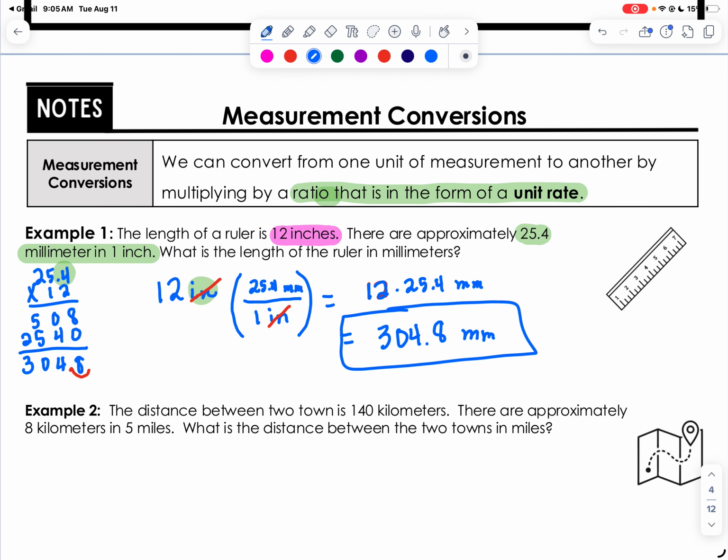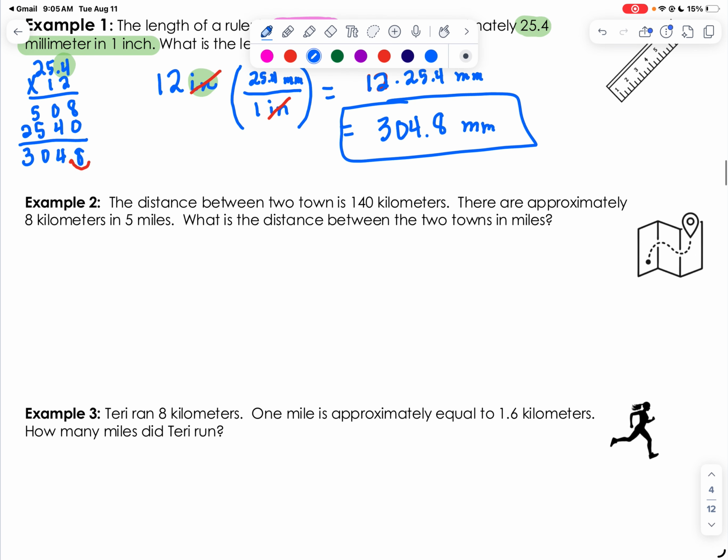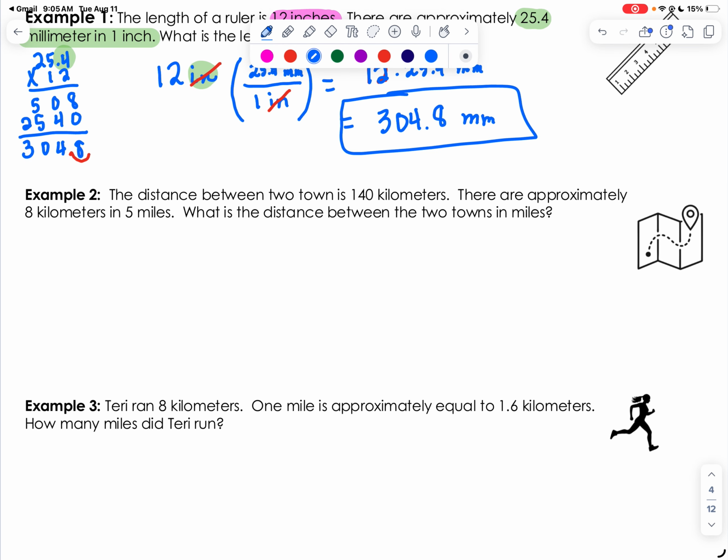All right, let's try that process again. The distance between two towns is 140 kilometers. There are approximately 8 kilometers in 5 miles. So highlight the rate that you were given, all right? Now, take your original amount. Well, let's see what the question is first. What is the distance between the two towns in miles? So take your original amount, 140 kilometers.